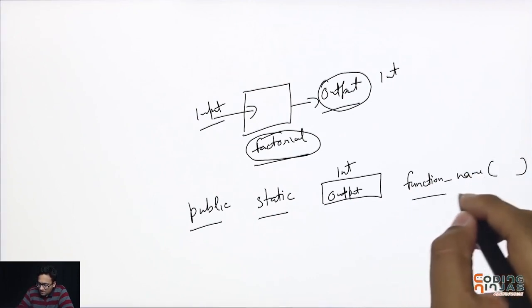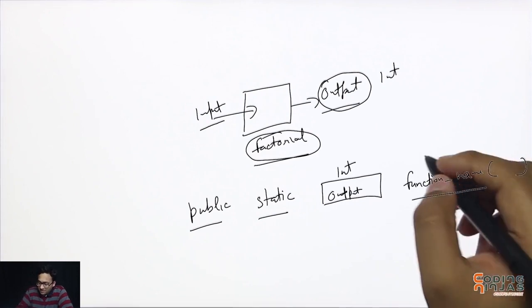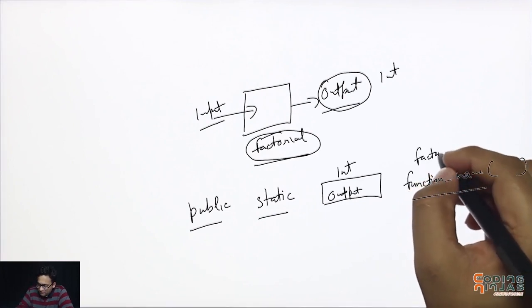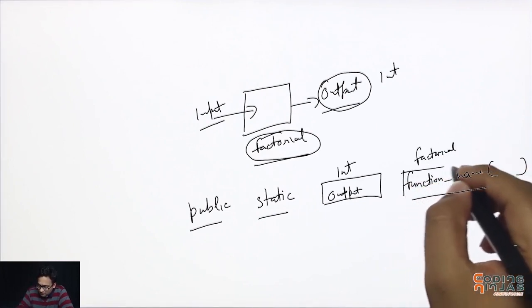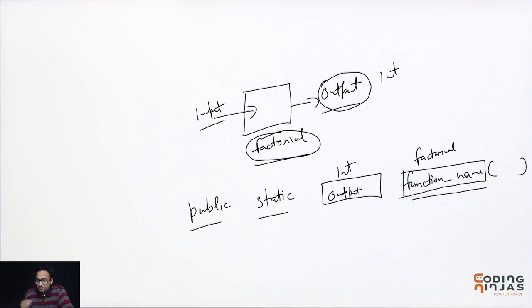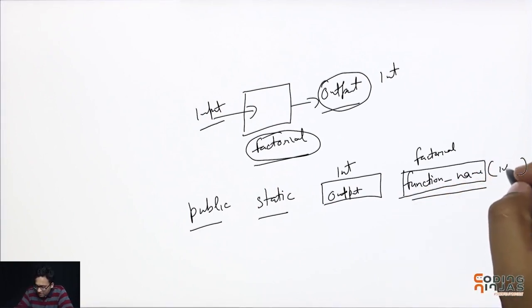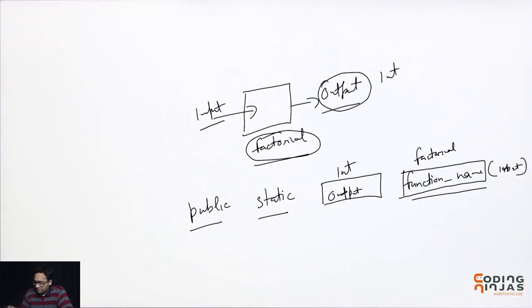So हमें नाम बताना होगा. For example, in our case, I am going to name it factorial. So we need to tell what is the function name. Then you need to tell within these brackets what is the type of your input. Let me just correct it.